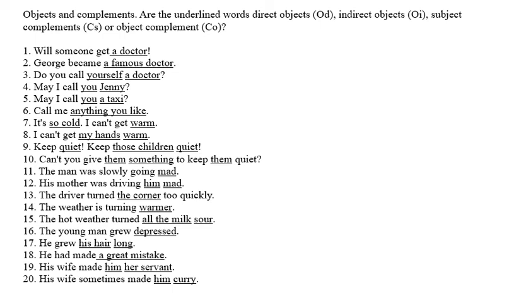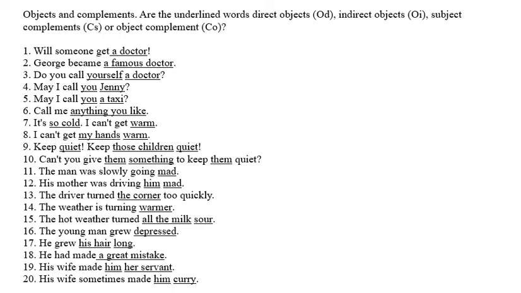In number 8, I can't get my hands warm, however, it's a little different because the subject here is I, and my hands are an object, a direct object of the verb get. Warm is a description of my hands, so warm is an object complement.